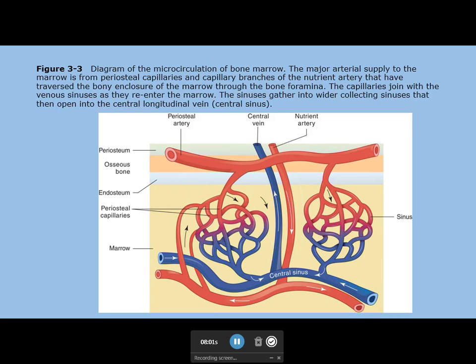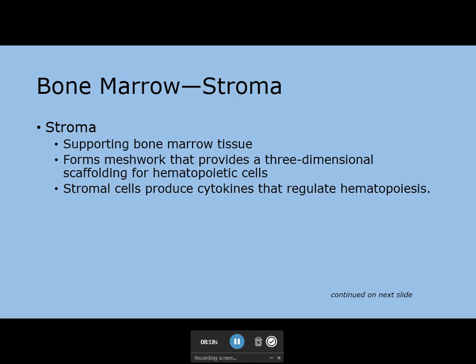Then you have osseous bone, which of course is the dry bone, and then you have the endosteum. This endosteum is a little layer too, and it's usually just endothelial cells that are there. And then of course you've got your bone marrow inside here, and this is basically your vascular system of this.